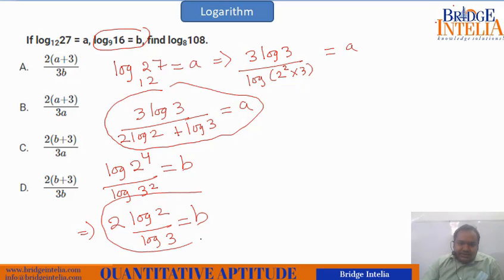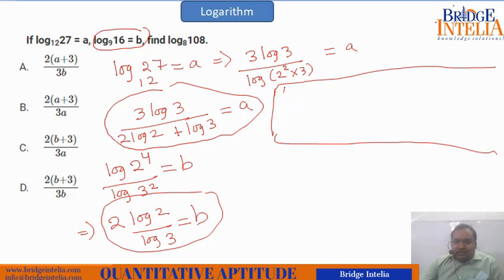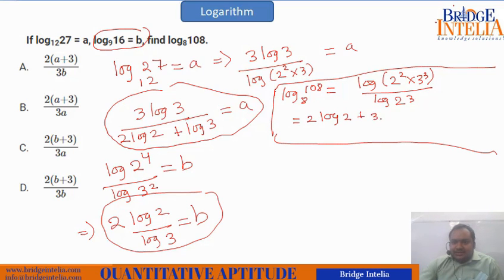Using these two facts, now we have to find the value of log 108 to the base 8. So let's do that. Let's first understand what log 108 to the base 8 is actually equal to. So this is equal to log of 2 square into 3 cube divided by log of 2 cube. So if you arrange properly, this is actually equal to 2 log 2 plus 3 log 3 divided by 3 log 2.